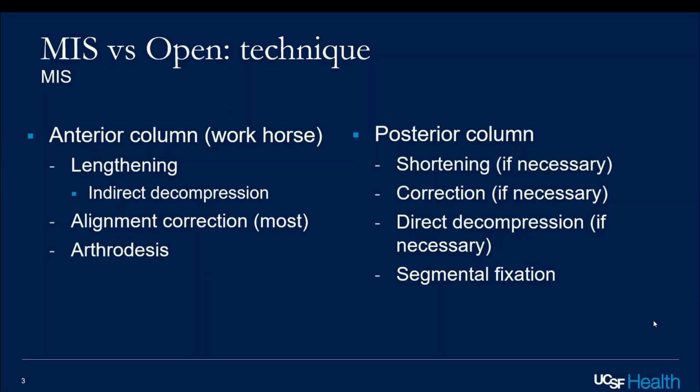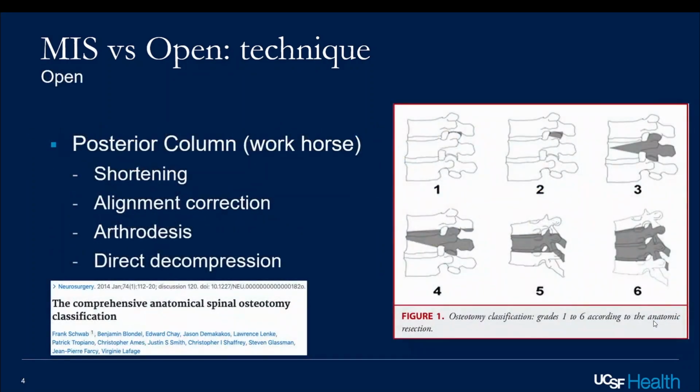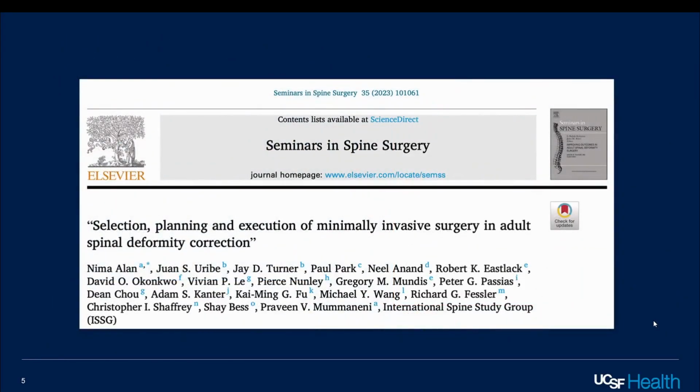So the fundamental difference between the MIS and open is that the workhorse of the MIS is the anterior column, and you can use the posterior column selectively when you need to shorten the column, do more correction or direct decompression. With open, you focus on the posterior column only, and that's your workhorse. And what prone trans-psoas affords the surgeon is access to the anterior column and the posterior column simultaneously.